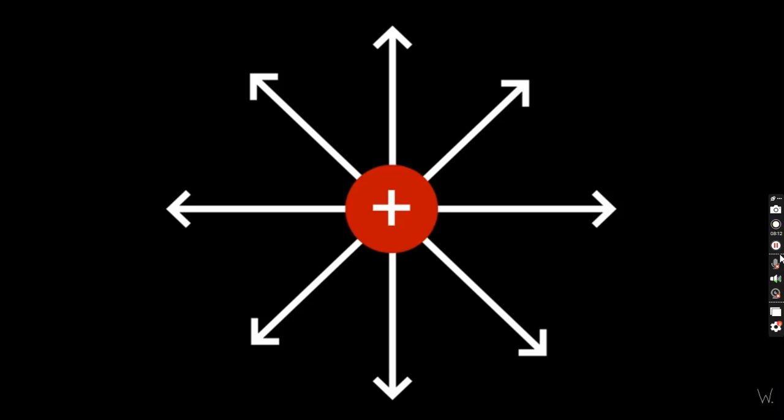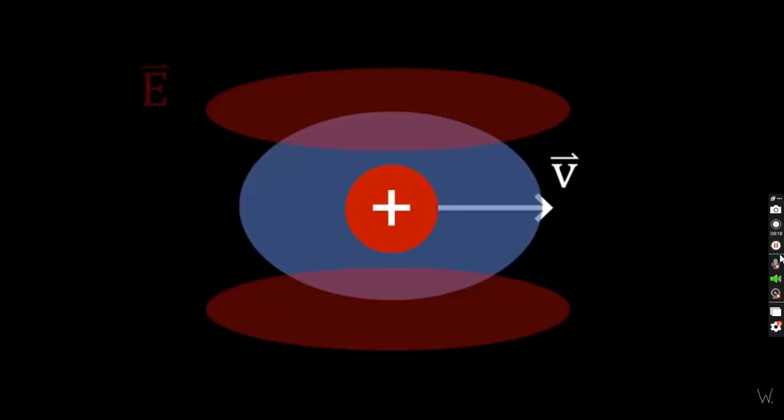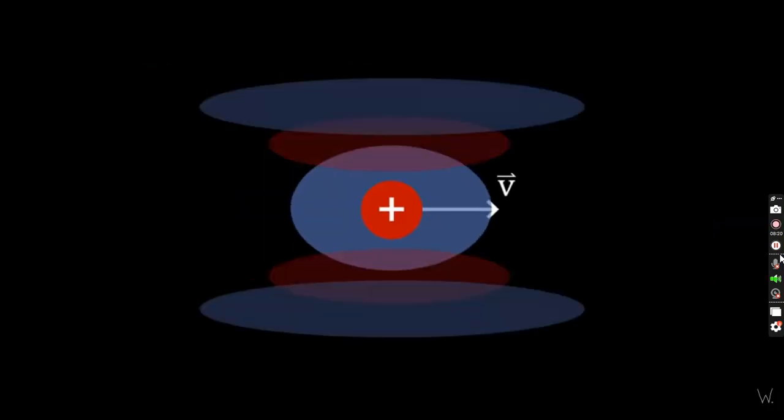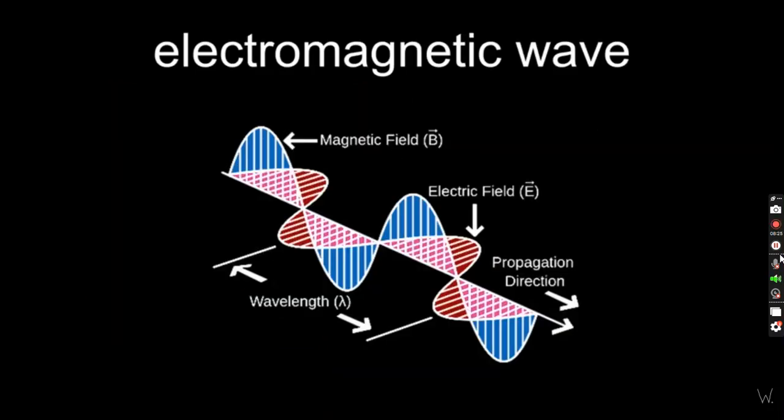Let's say we have a charge. Since it doesn't move, it has a static electric field. If we accelerate the charge, there will be a magnetic field around it. That magnetic field interacts with the electric field, which again changes the magnetic field, and this is a sort of chain reaction that makes the electromagnetic field radiate outwards into space as an electromagnetic wave.